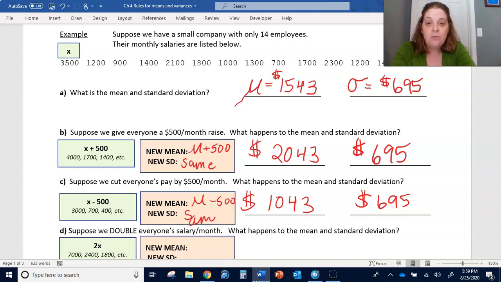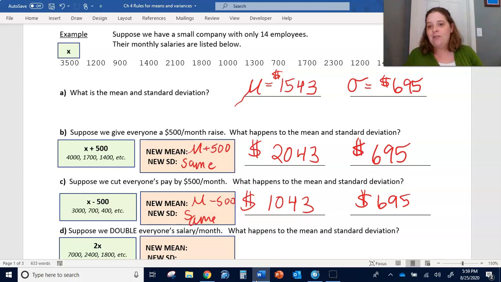And again, the reason is that when we take all of our data values and increase or decrease each of them, it shifts the data, but it doesn't change the overall spread of the data. It just moves it. All the numbers are still in the same relationship as they were before. And so nothing is changing spread-wise.